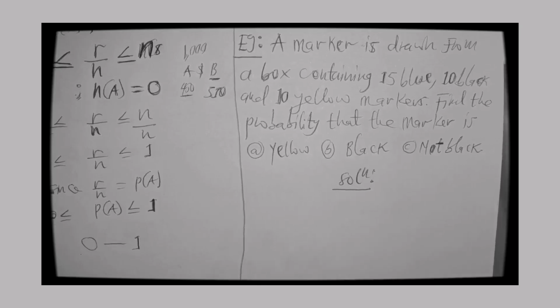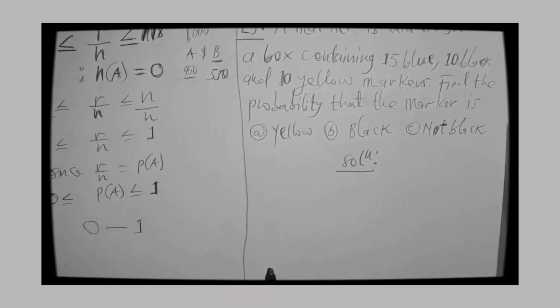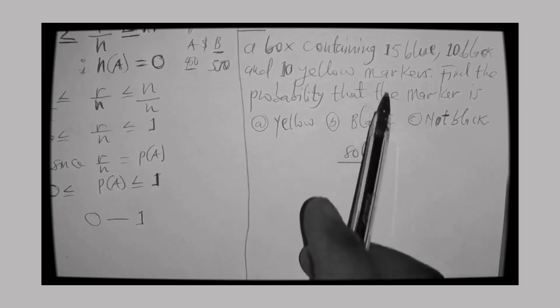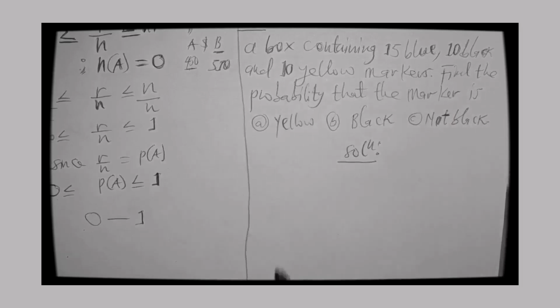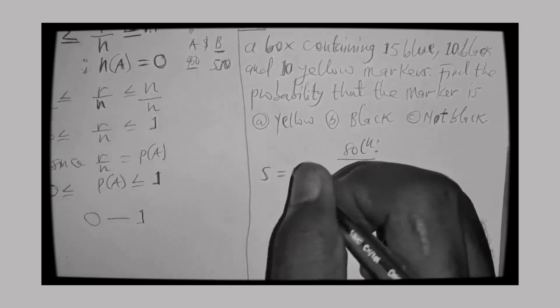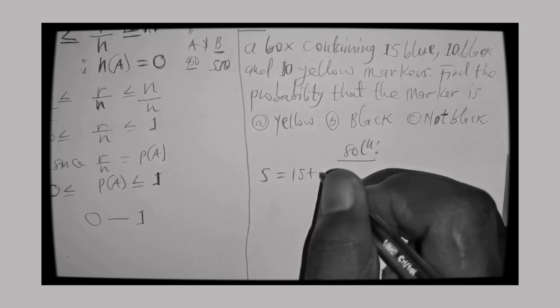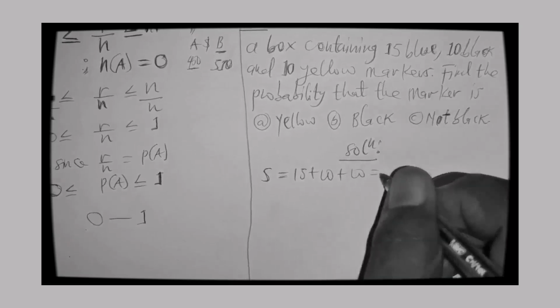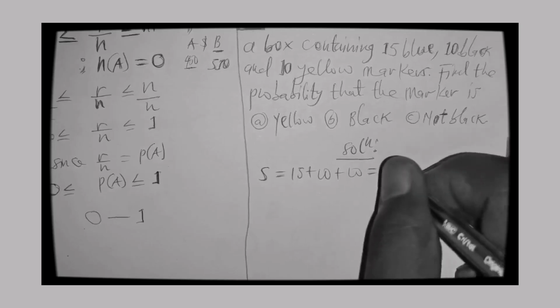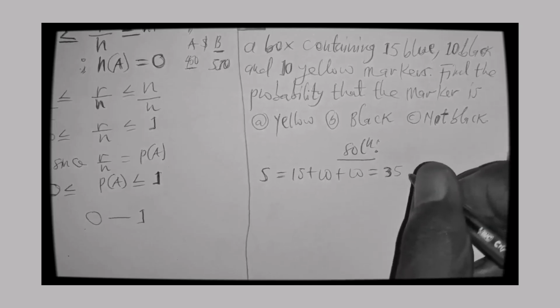First thing to do is look at your sample space, the total outcomes. The total event will be 15 blue, 10 black, and 10 yellow. So I'm going to add: my sample space will be 15 plus 10 plus 10. 10 plus 10 is 20, plus 15 is 35. So 35 markers.